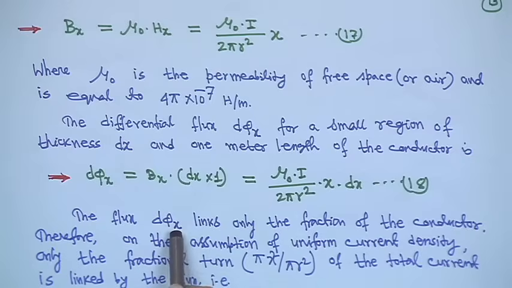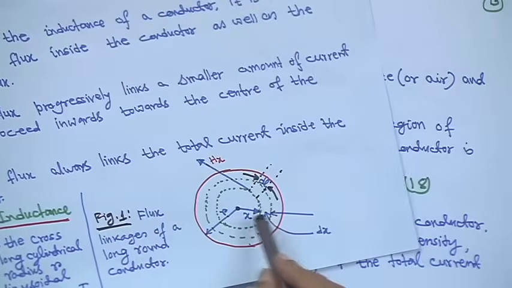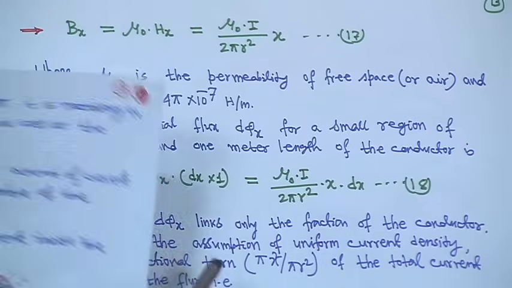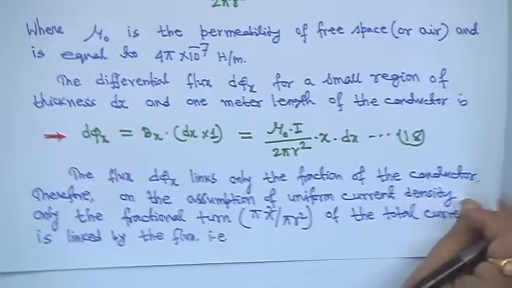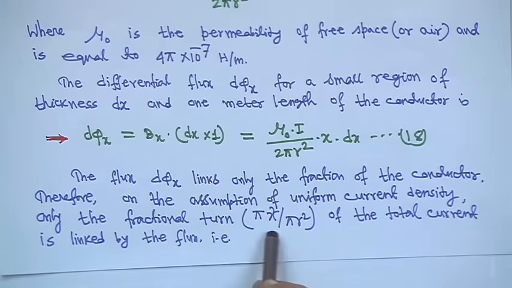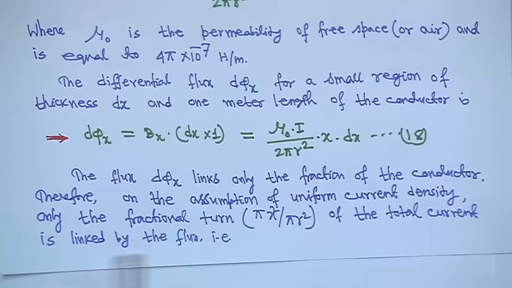The flux d phi x links only a fraction of the conductor, because it is at a distance x only. On the assumption of uniform current density, only a fractional turn of the total current is linked by the flux. In reality there is no turn because it is the cross section of a conductor, but at a distance x the area is pi x square and the conductor area is pi r square. So, we call this ratio pi x square upon pi r square the fractional turn of the total current linked by this flux.